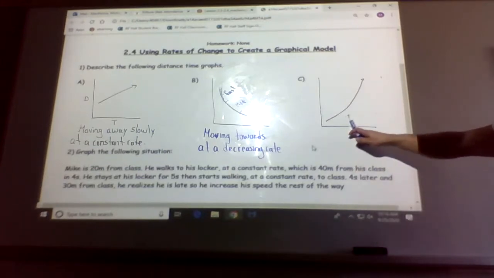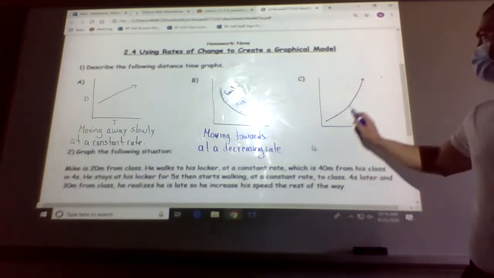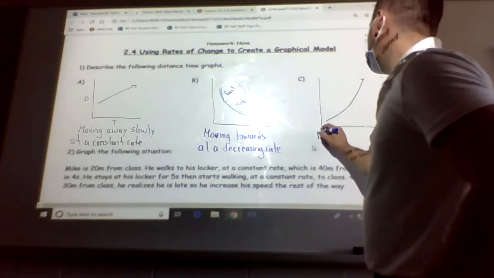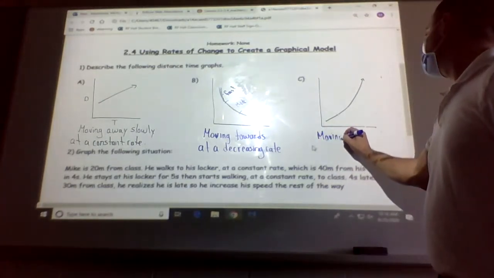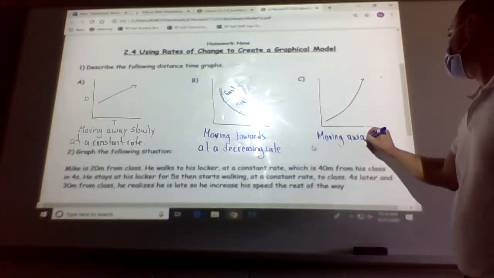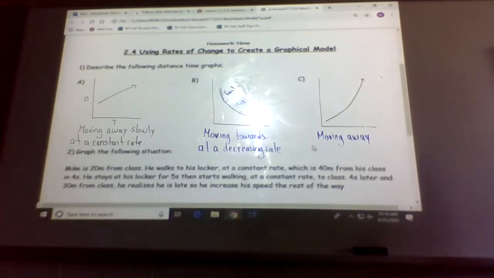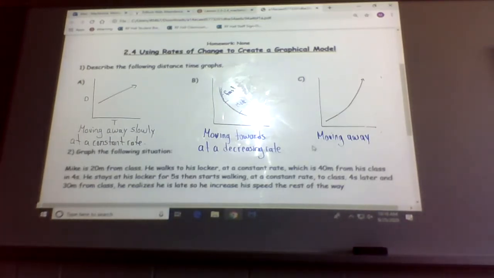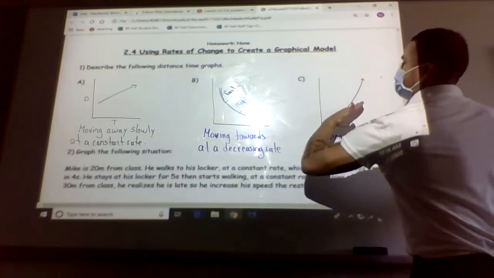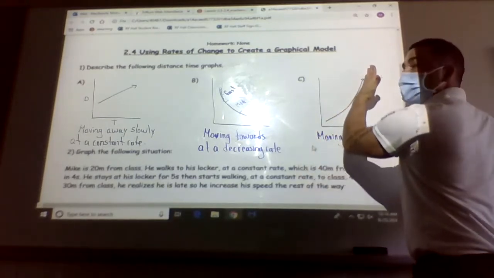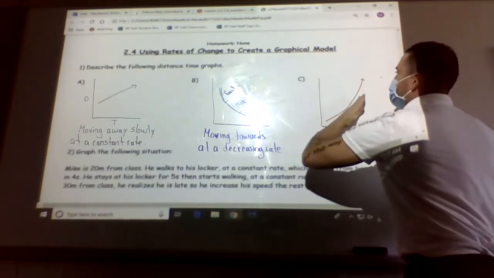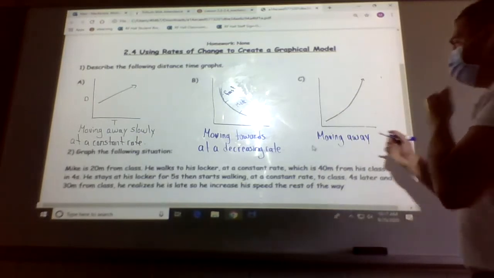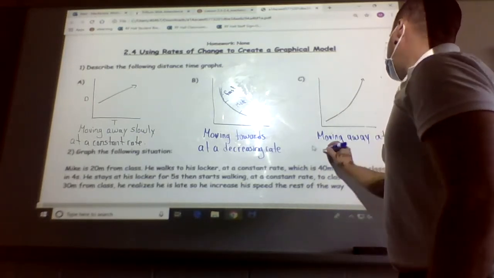Okay, here, going up towards the right, so moving away. Is my speed increasing, decreasing, or constant? Increasing. Brooke? Increasing, good. So we're going from not very steep to almost very steep, so our speed is increasing. Moving away at an increasing rate.